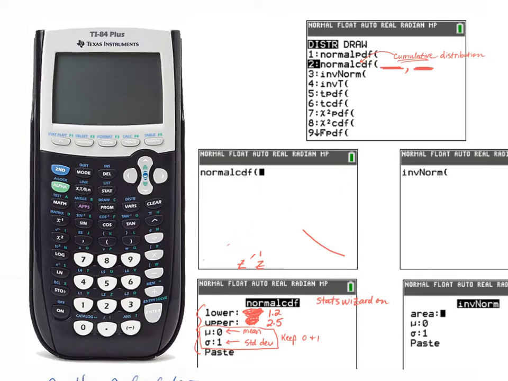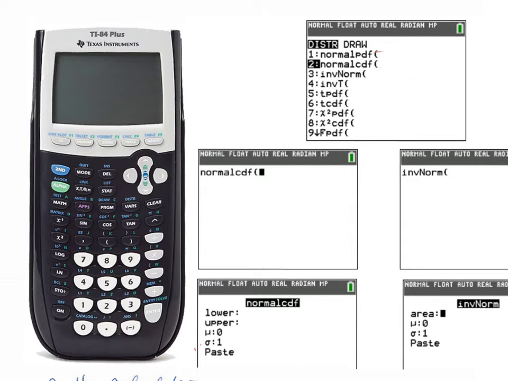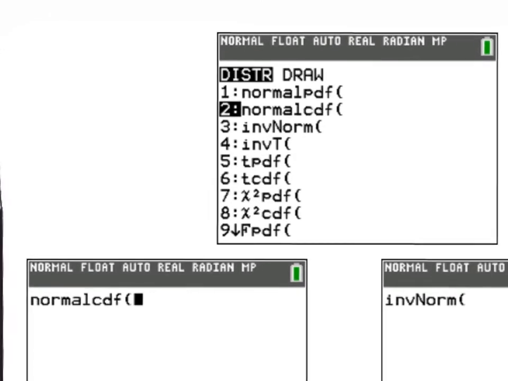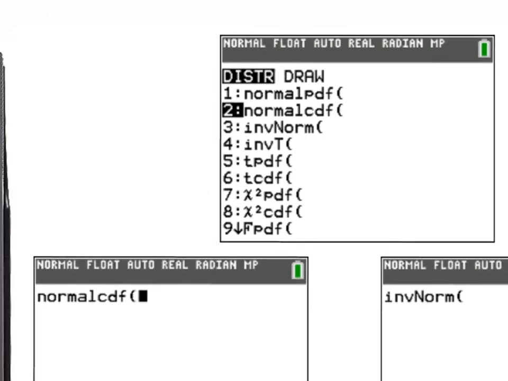Let me see if I can't get some of this writing and such removed, okay? You will get to inverse norm in the same way on your calculator as you did before, where you go second vars. But this time what you're looking for is inverse norm. So we're going to go inverse norm right here, that number 3.